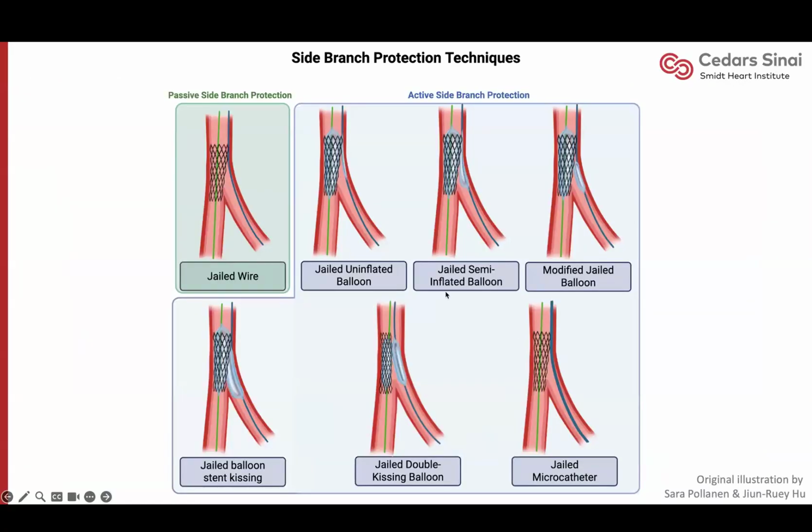The jailed uninflated balloon technique, first described by Bertolotti et al., involves advancing a small uninflated balloon into the side branch, which is then jailed during the main vessel stent deployment. This uninflated balloon helps reduce mechanical plaque shift into the side branch, in addition to preserving access to the side branch. If the side branch becomes occluded, the jailed balloon can be inflated to restore flow. If the side branch does not become occluded, the side branch balloon can be withdrawn, followed by POT.